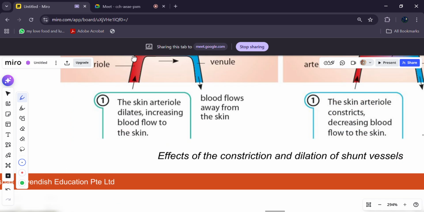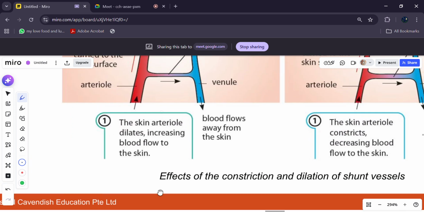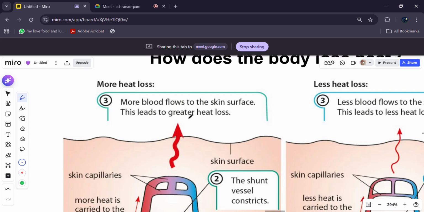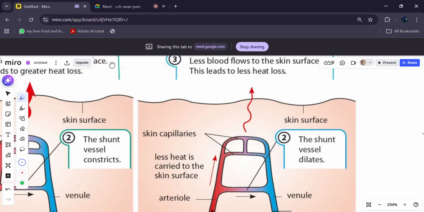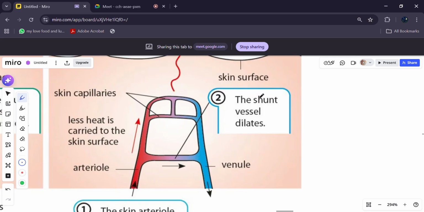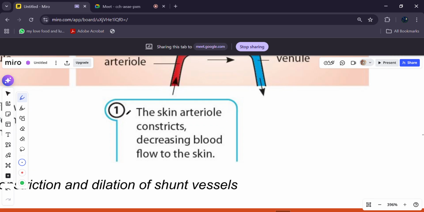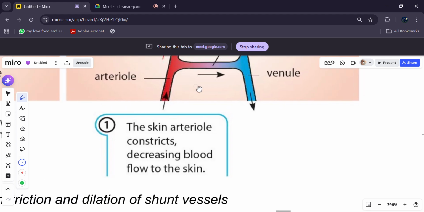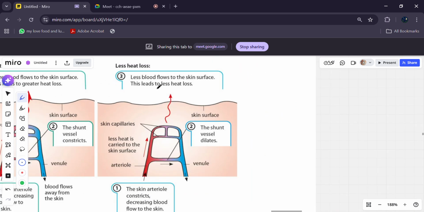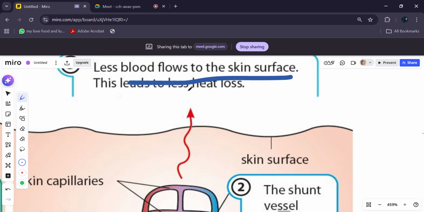For example, this is the skin. The skin arteriole dilates, increasing the blood flow into the skin. The shunt vessels constrict, and more blood flows into the skin surface. This leads to greater heat loss. But when the body is trying to conserve heat, the skin arteriole constricts, decreasing blood flow to the skin. The shunt vessels dilate, and this allows less blood to flow through the skin surface and reduces heat loss.